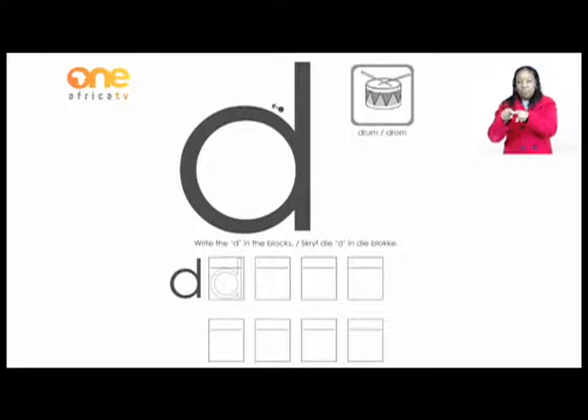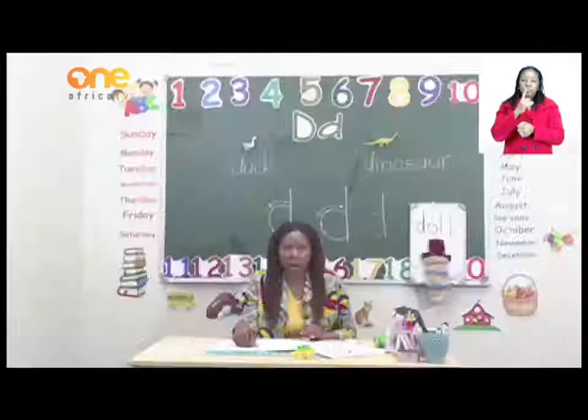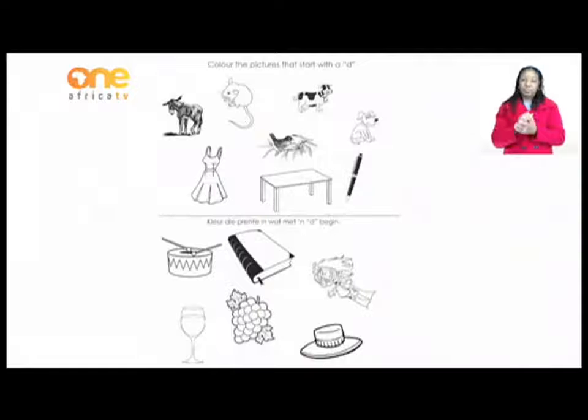So that is how we write letter D, as in drum, doll, dinosaur, dog, and all the other things that you can think of that begin with letter D. Let's turn to page 17 of our booklet. On page 17, we are still concentrating on the sound D, D, D.